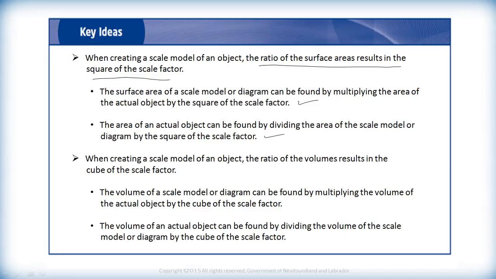And when creating a scale model of an object, the ratio of the volumes gives us a cubed scale factor. So the volume of a scale model can be found by multiplying the volume of the actual by the cube of the scale factor, and vice versa, the volume of the actual object is found by dividing the volume of the model by the cube of the scale factor.